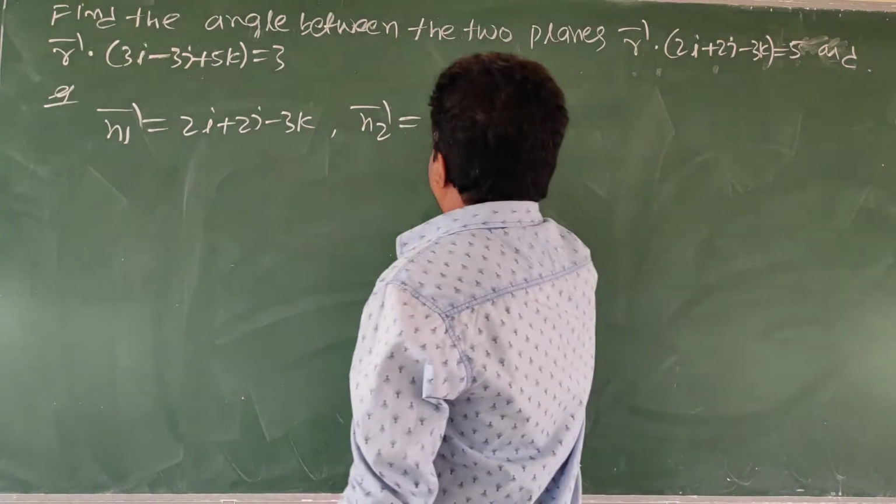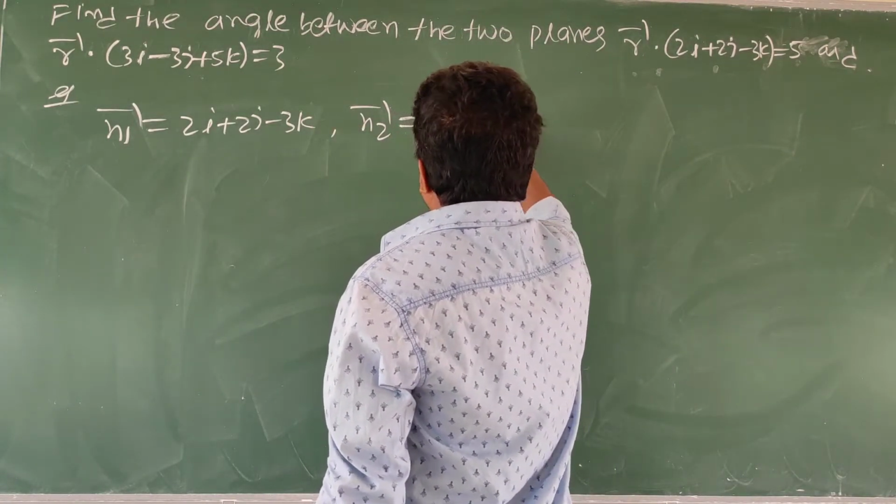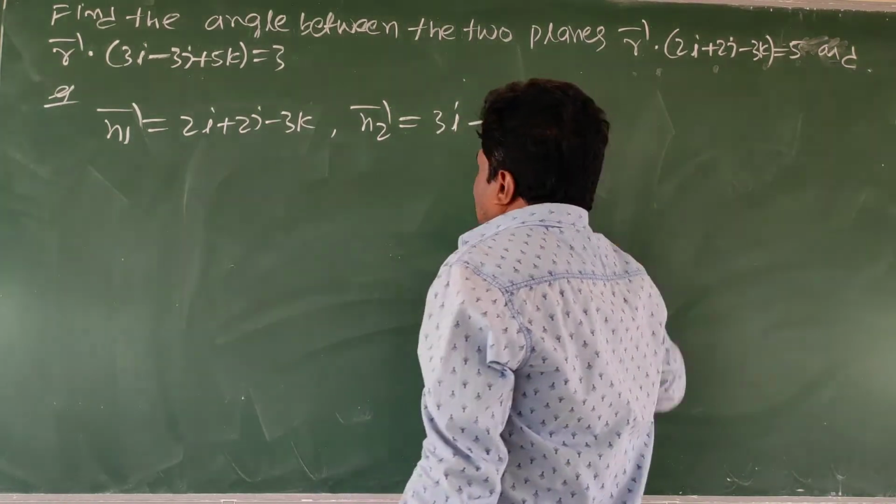Tell me vector n2. It is 3i minus 3j plus 5k. Cos theta.